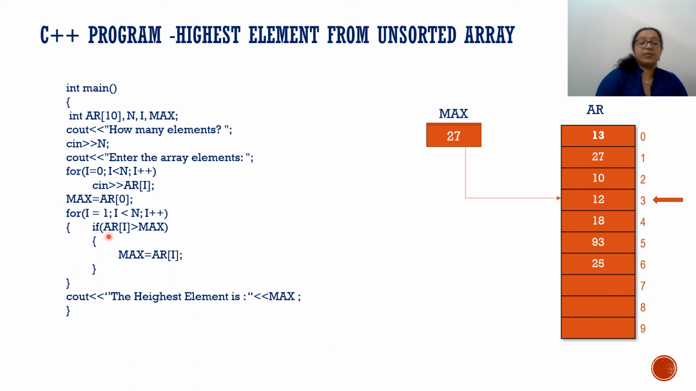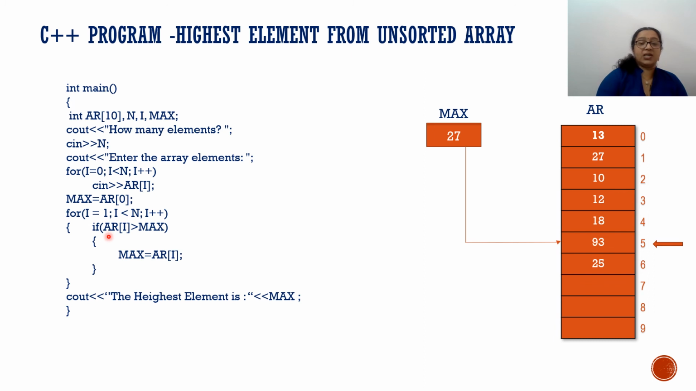Now index number 3 is 12, and we compare with 27. 27 is the greatest, so we don't do anything and move to the next element, index number 4. So 18 and 27 we are comparing. There is also no change. 27 is the biggest one. So we move to the next element, 93.